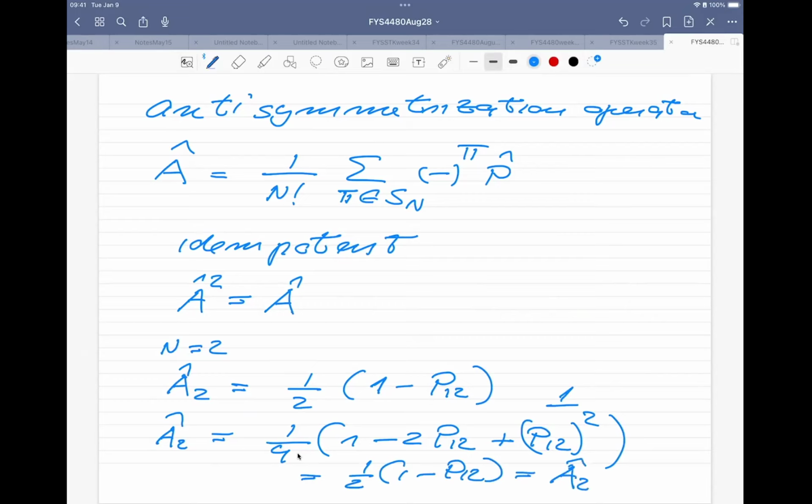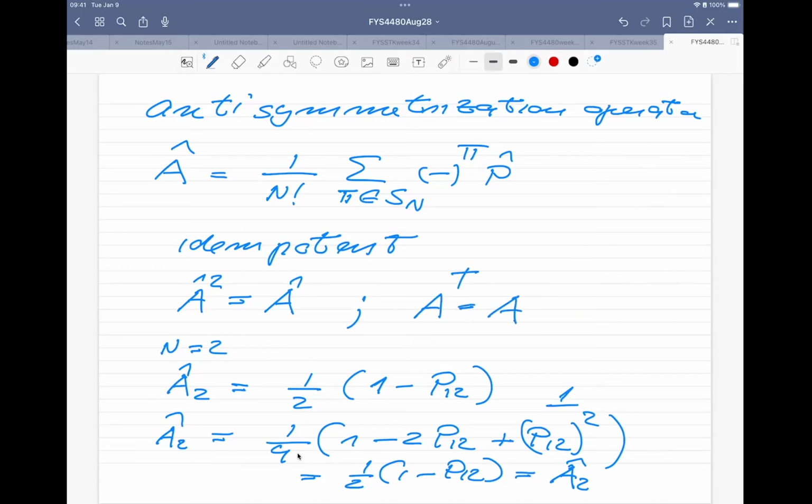And you can proceed in a similar way with 3 particles, 4 particles, and you can do the proof by induction. So that's a pretty standard procedure for showing that. So it's an idempotent operator. It also has the property that it is a Hermitian operator. So this is also an important property of that operator.